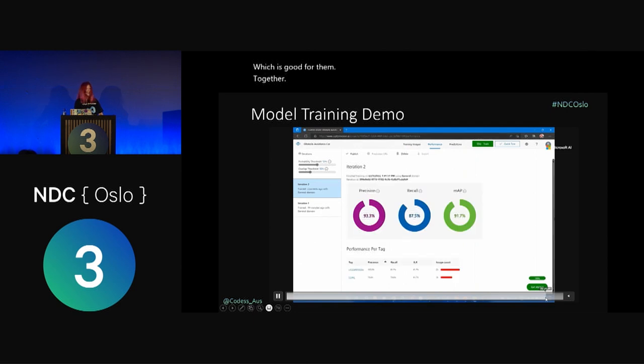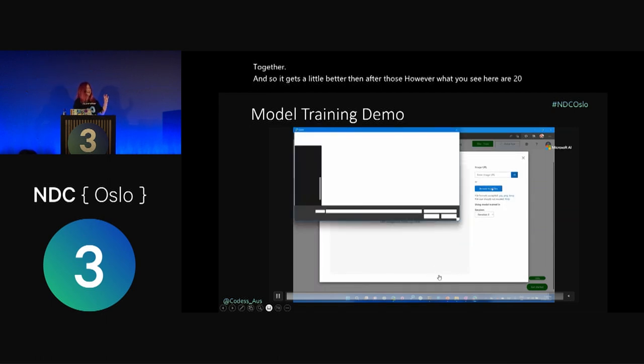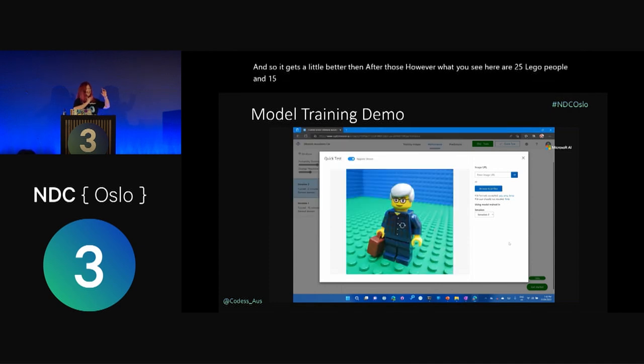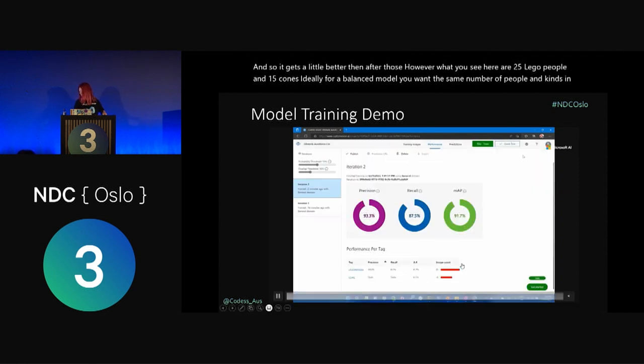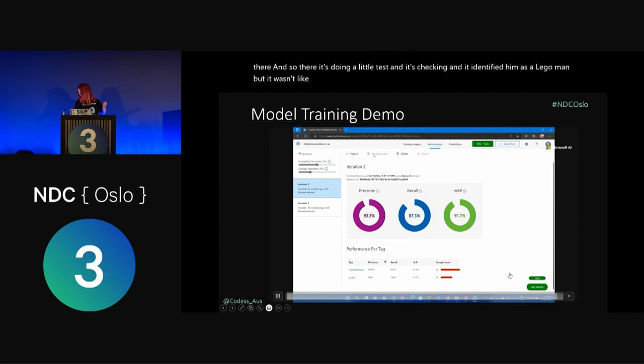And so it's a little better than after those. However, what you see here is 25 Lego people and 15 cones. Ideally, for a balanced model, you want the same number of people and cones in there. And there it's doing a little test, and it identified him as a Lego man, but it wasn't super confident, 60-something percent.